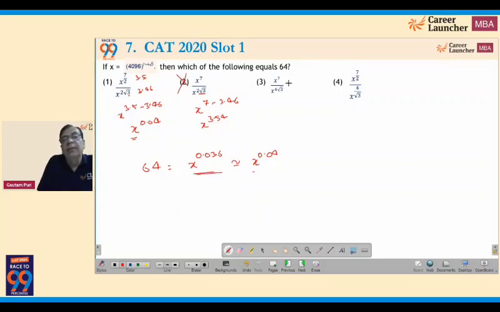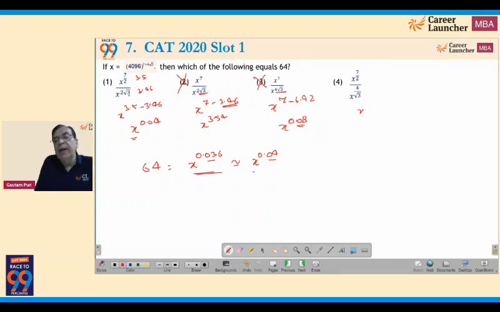This one, choice 3, x to power 7 minus 3.46 into 2. 2 root 3 is 3.46, so 4 root 3 will be 6.92. So this becomes x to power 0.08. We don't want 0.08. We want 0.036 or maybe 0.04. Wrong choice.